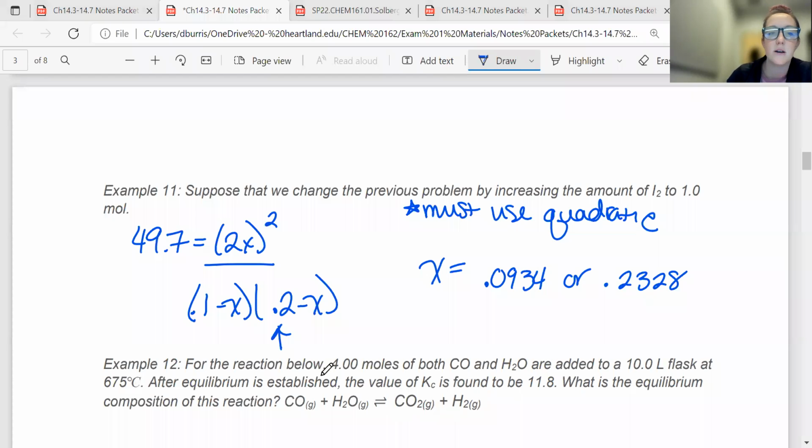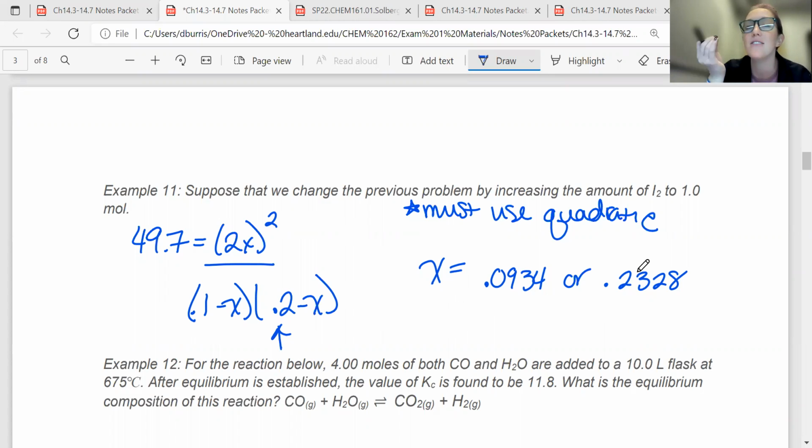Okay, so here's the deal. The only difference in my setup of the equation is this 0.2 minus x right here. That's what you get for I2 instead. So in order to solve for this, you have to use the quadratic equation. I am not going to show all the algebra here. You can use the solver on your calculator if you want to, but then I get that x is one of these two values. Now you're going to get two values, and only one of them is going to work.